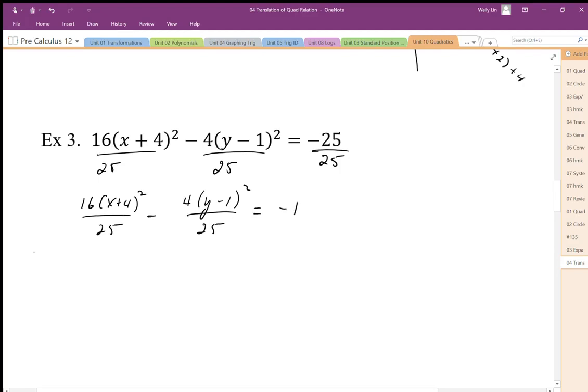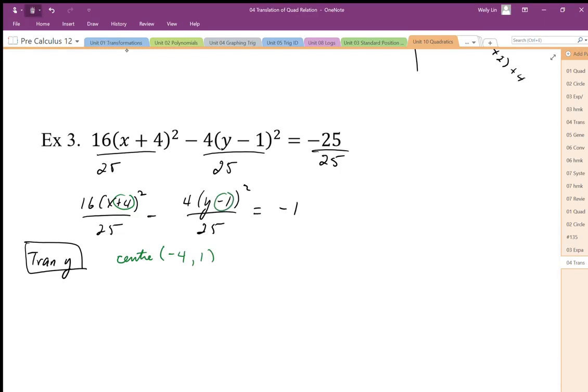Okay, so again, establish your transverse axis. In this case, it's trans y, since it's x squared minus y squared equals negative. My center coordinate is going to be at negative 4, positive 1.